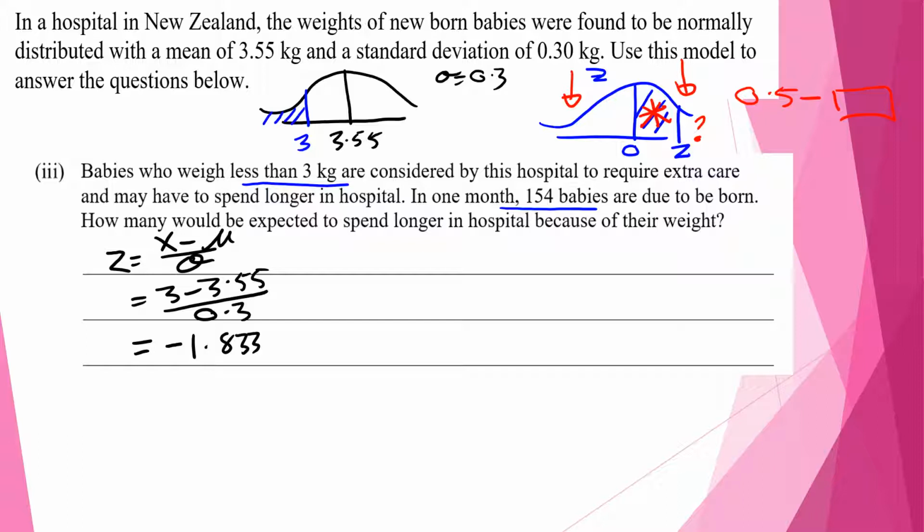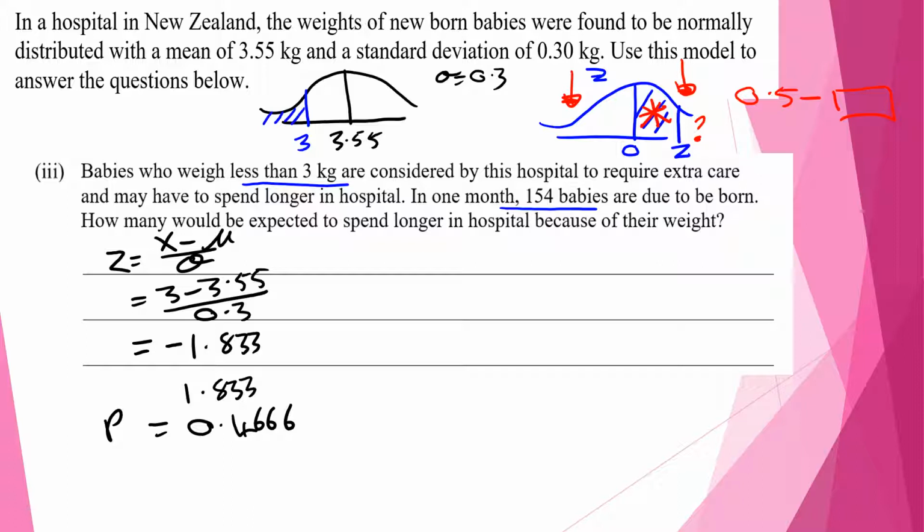Alright, so first of all, recognizing that the negative tells us it's on the left hand side, but it's the same as the right hand side, as I said before. So we can actually use the value 1.83 and look that up on our tables. And when we do that, we can see that the probability for that Z value is 0.4666.